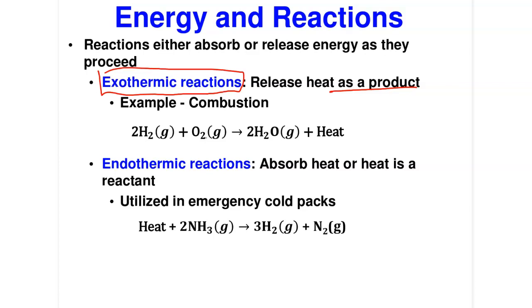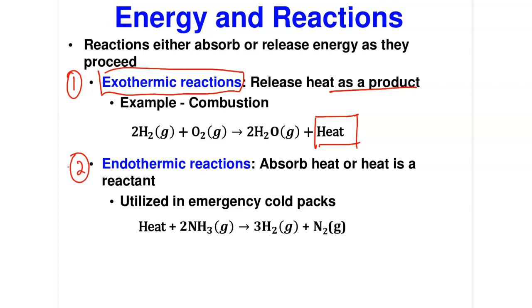When a hydrocarbon burns in oxygen, this is a combustion reaction, or combination as well. It forms this now and heat. Now, a very key thing you need to notice here is that in this type of reaction, heat or energy is written as a product of the reaction. Heat must be a product in an exothermic reaction.